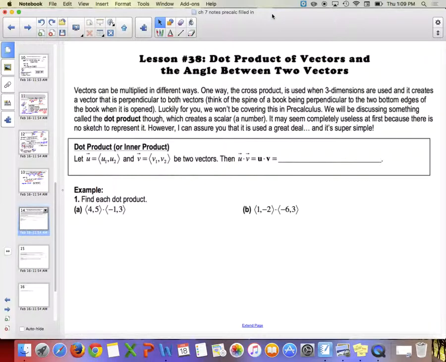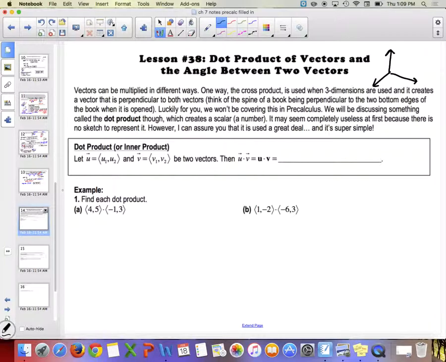So it says one way, the cross product, is used when 3 dimensions are used, and it creates a vector that's perpendicular to both vectors. So basically, if you have a vector like this, think about the corner of a classroom, like the bottom corner, and then maybe you have a wall. Do you guys know what I'm saying? Those are the 3 corners of a classroom, like 3 dimensions. I said, luckily for you, we won't be covering this in pre-calc. Actually, we are. We're going to talk about it a little bit.